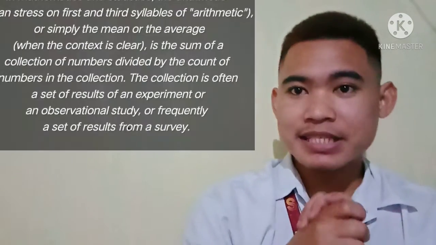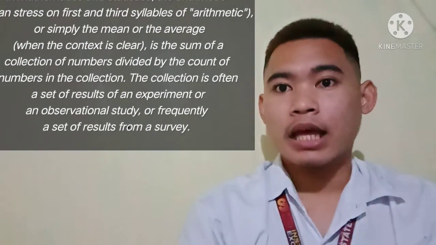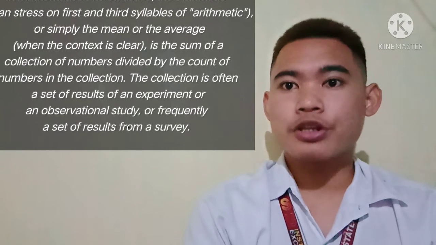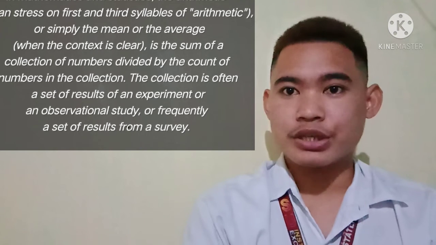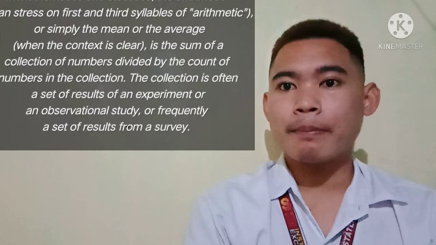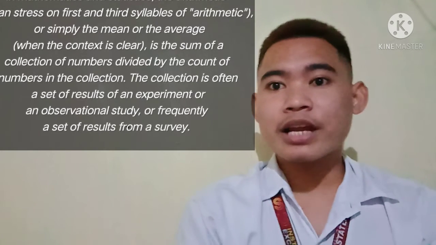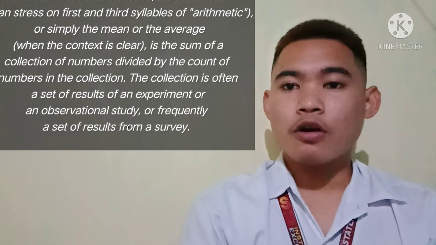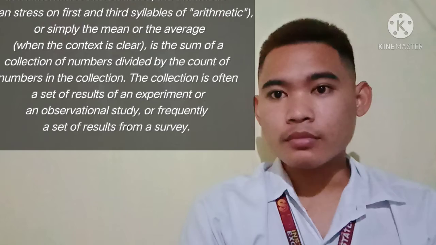So, my first question is, it is calculated by adding all values, then dividing the sum by the number of values. So, my answer is mean. In mathematics and statistics, the arithmetic mean, or mean, or simply the mean of the average, when the context is clear, is the sum of a collection of numbers divided by the count of numbers in the collection. The collection is often a set of results of an experiment or an observational study, or frequently a set of results from a survey.